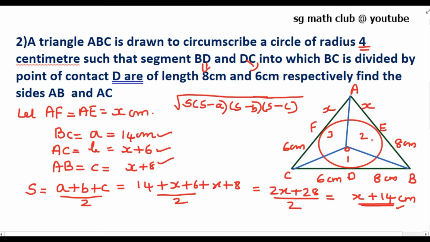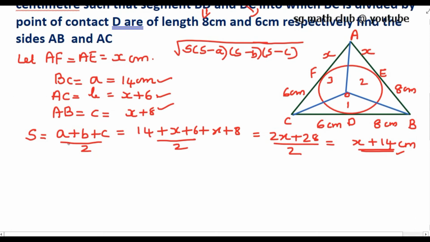We are going to find the area of the triangle by Heron's formula. Then we are going to find separately the area of these three triangles using Heron's formula. We are going to equate it. So first we will find the area of the big triangle ABC.